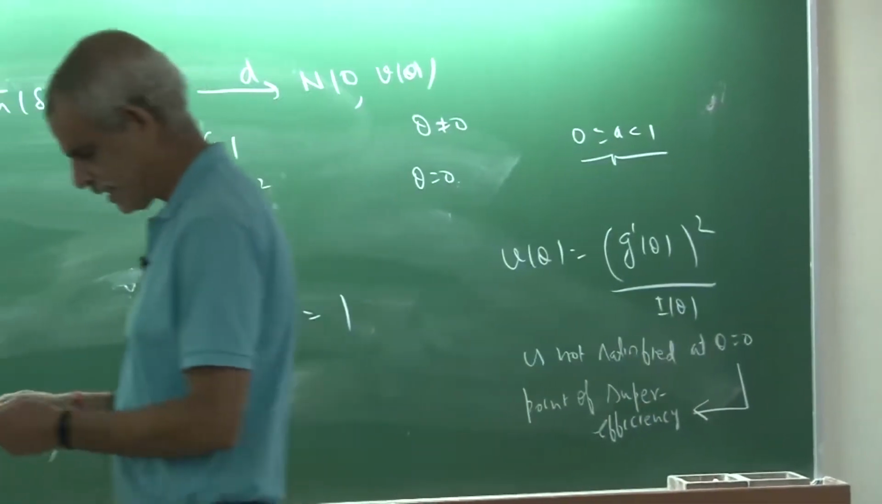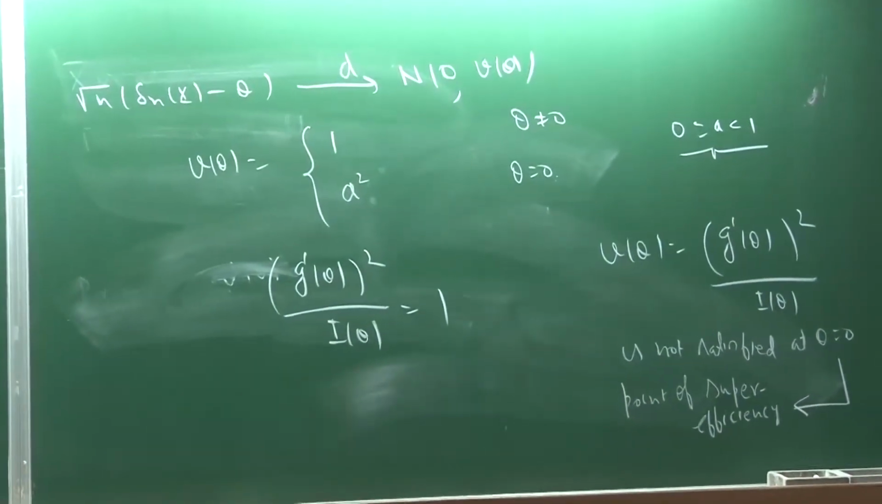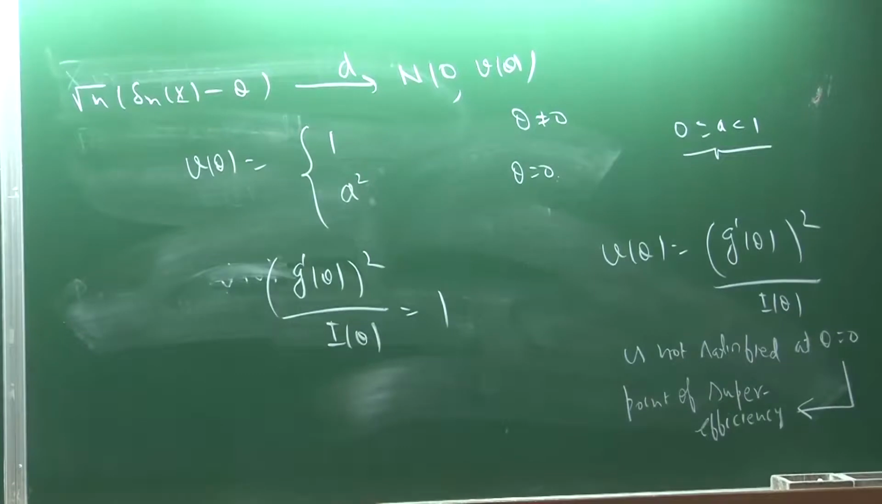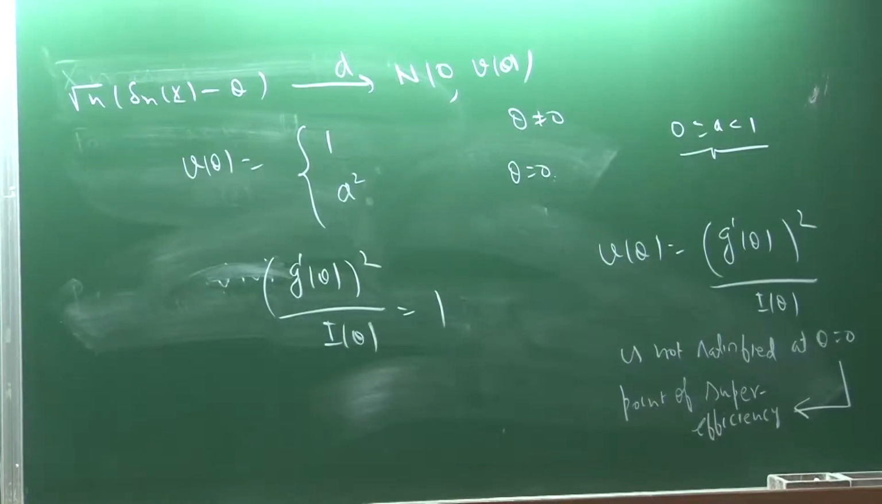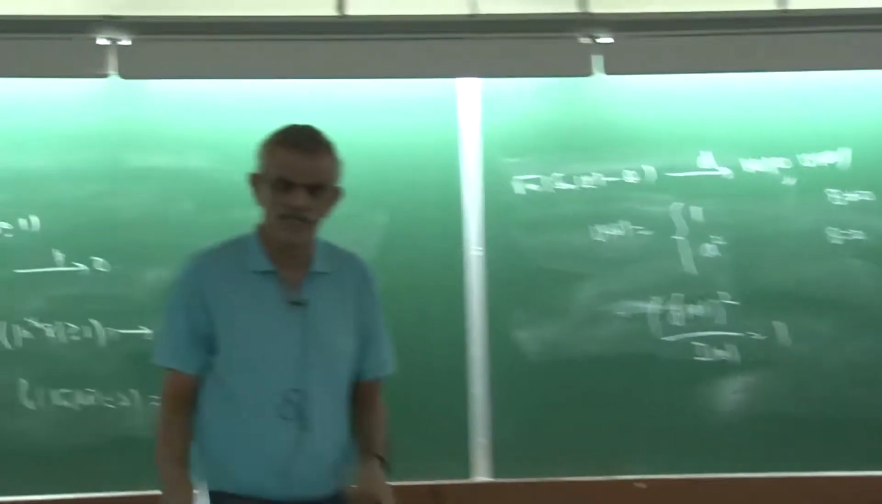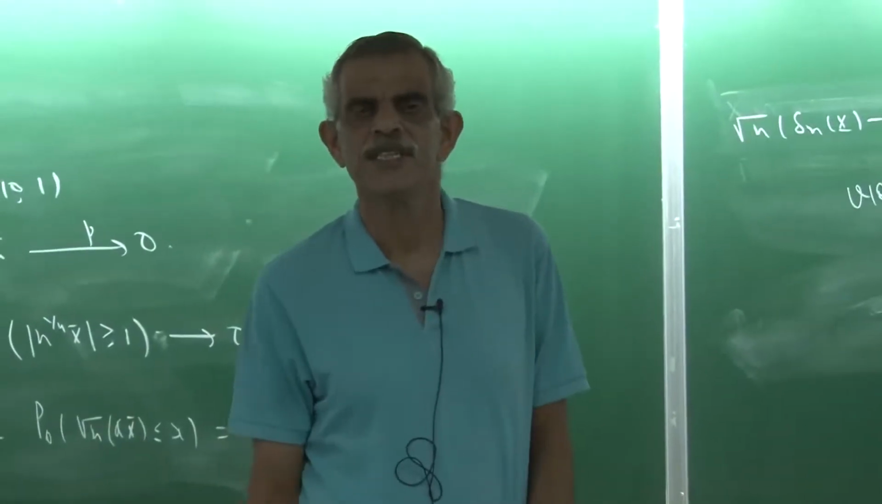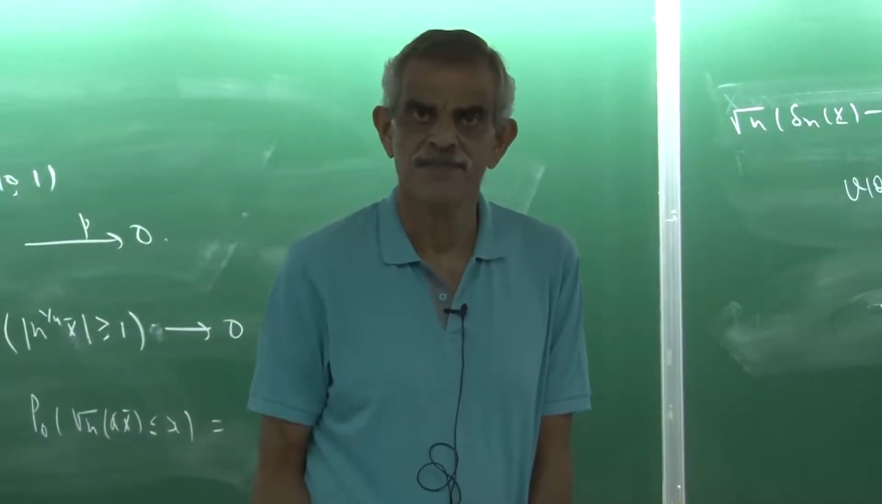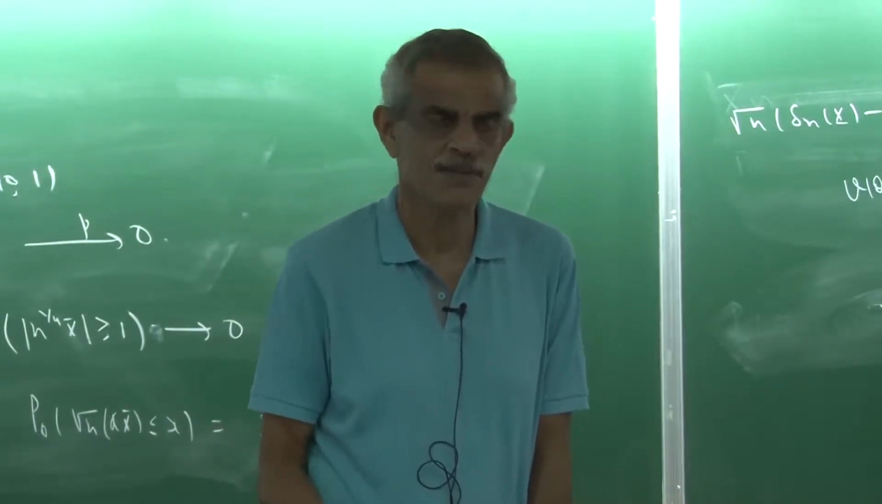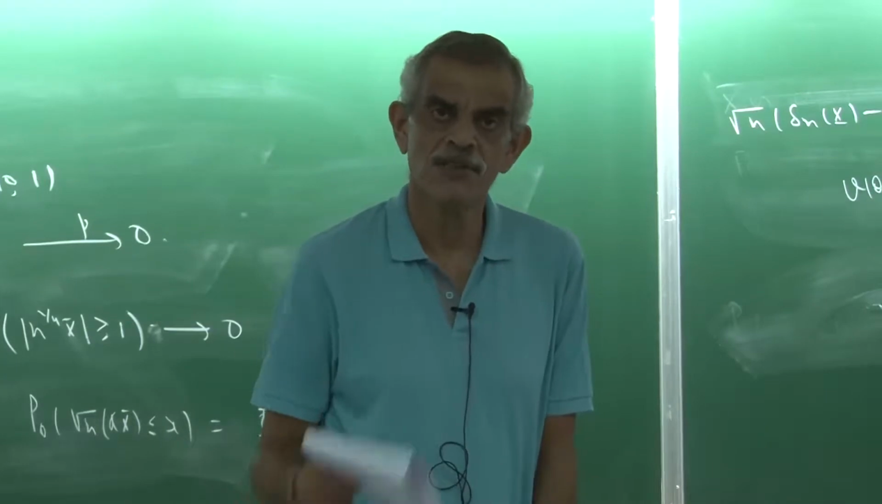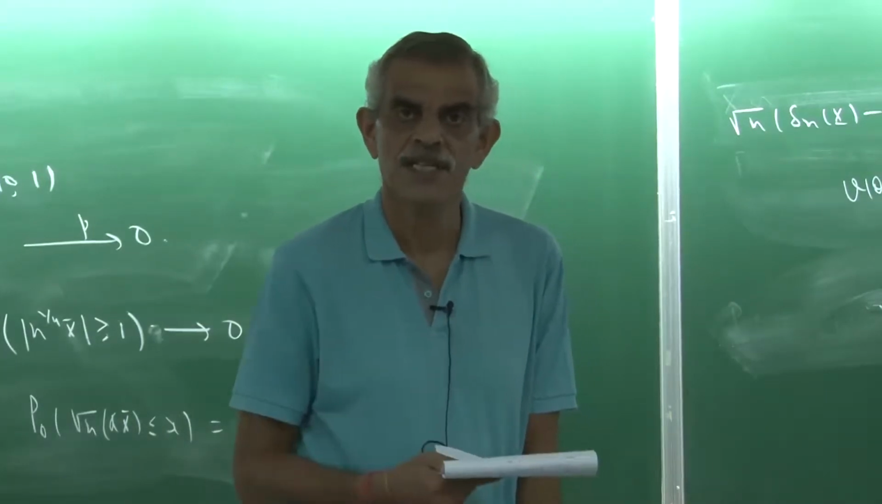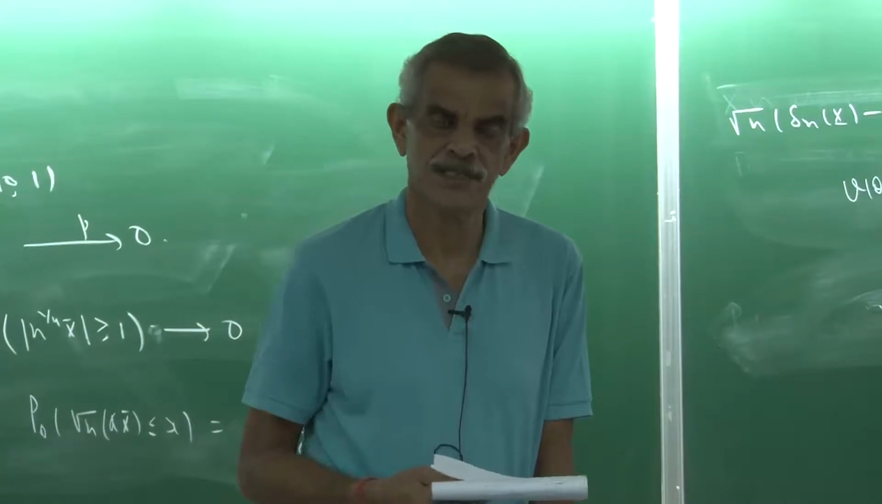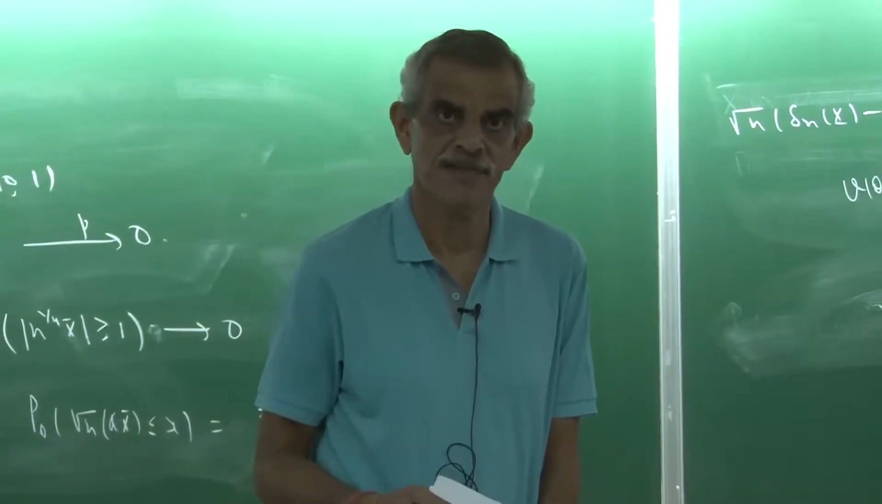So this was an example to illustrate there could be a point of super efficiency where that condition is not satisfied. Now this result has limited applicability, in the sense that here you can only compare two estimators for which the rate is 1 upon root n. Because this Cramer-Rao bound which we have gotten is only for those estimators for which the rate at which the asymptotic distribution converges is 1 upon root n.